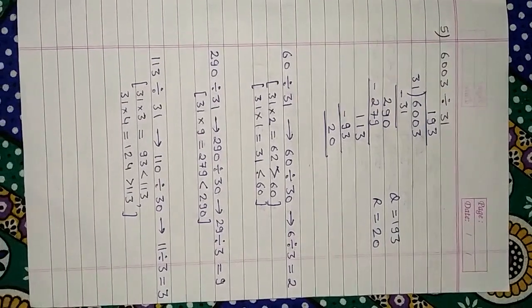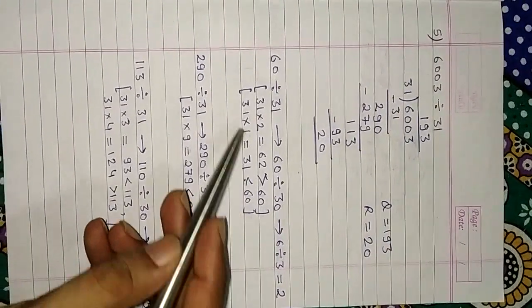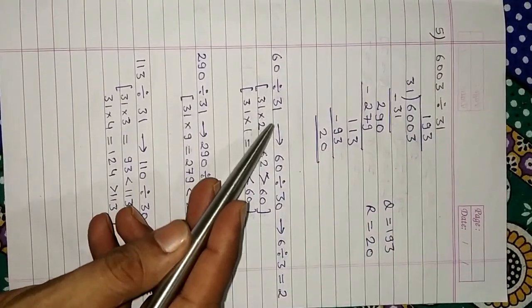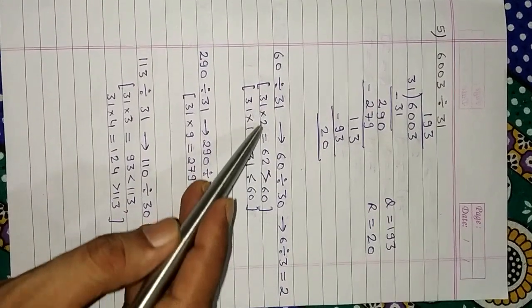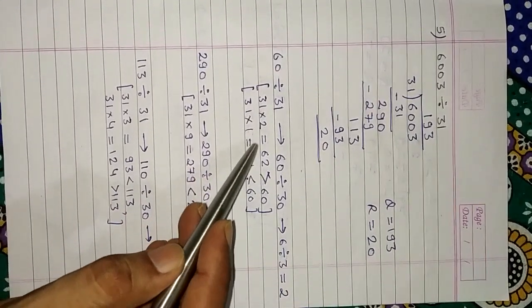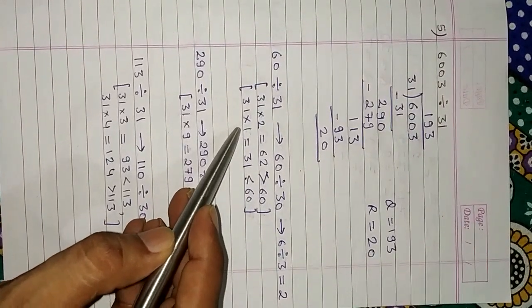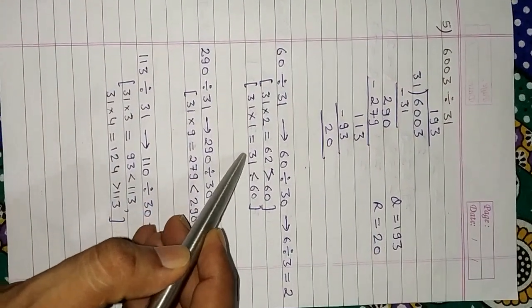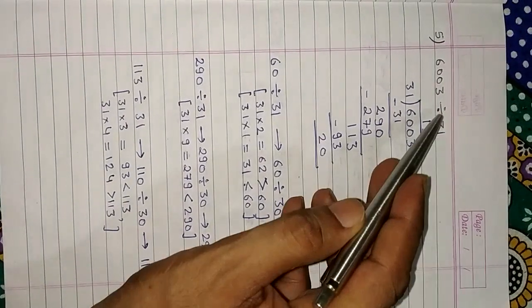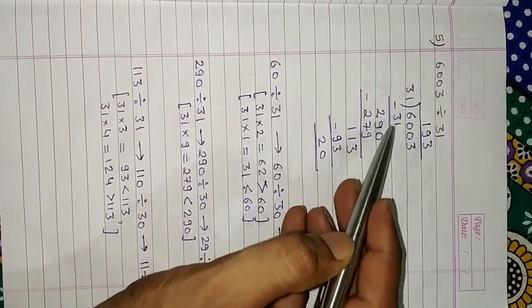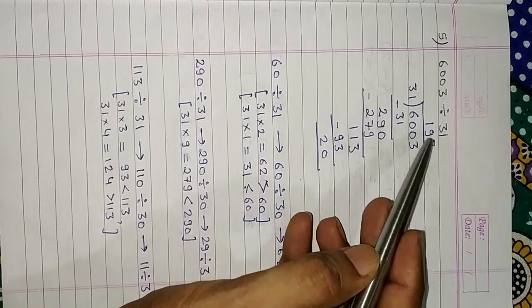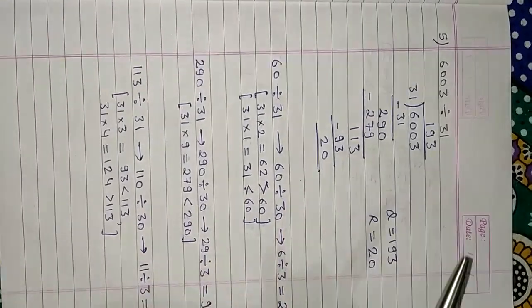So we will not take 2. We have to take smaller than 2, because if we take 3, it will become even greater than 60. So we will go with 1. 31 into 1 is equal to 31, which is less than 60. So start with 1. Subtract, 29, carry 0.